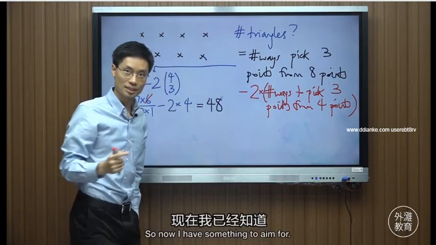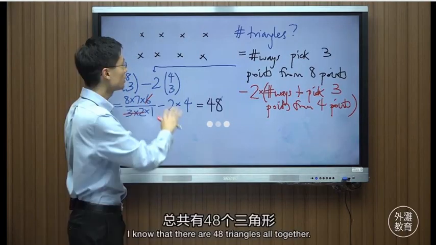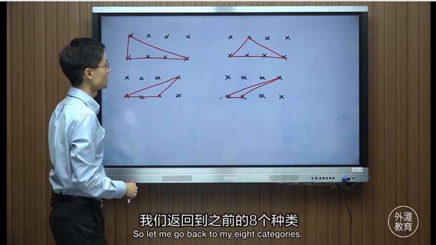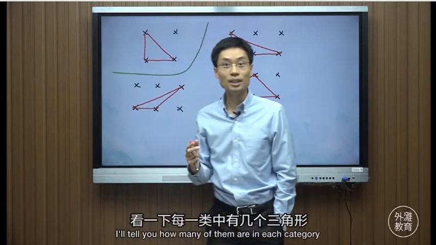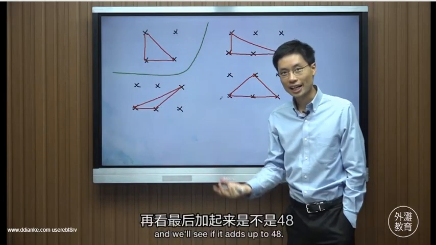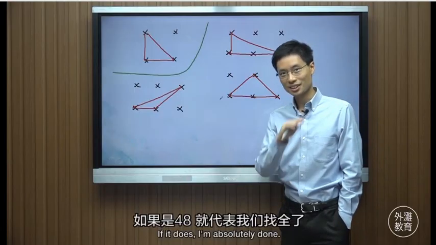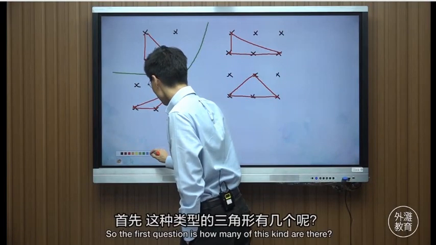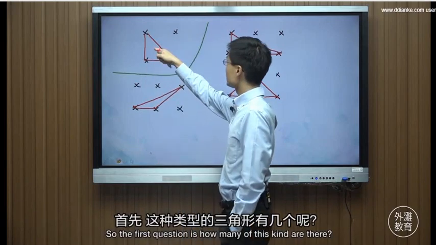So now I have something to aim for. I know there are 48 triangles altogether. So let me go back to my 8 categories. I'll tell you how many of them are in each category, and we'll see if it adds up to 48. If it does, I'm absolutely done. So the first question is, how many of this kind are there?